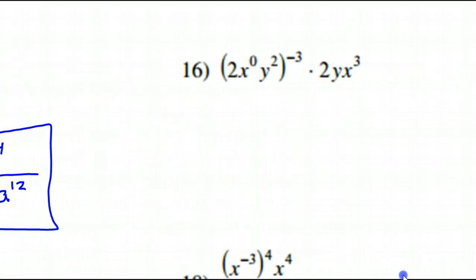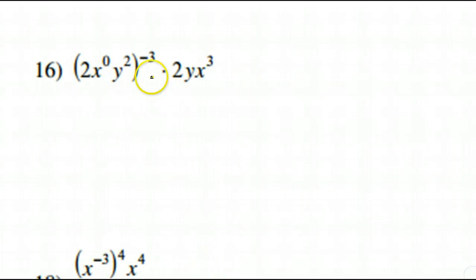Alright, what about number 16? Let's apply those same skills. So again, I've got this 2. Now, hopefully you know that anything to the 0 power is 1. So I really don't need to write 2 times 1 because that's just 2. Okay, so I'm going to ignore that.